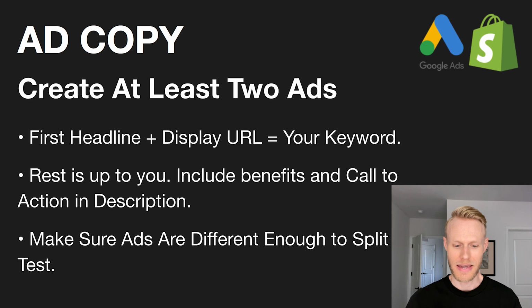And the way I set up my ads is you want your first headline, and you'll see this as we're setting it up. So if you're not sure what I'm talking about, don't worry, because during the live setup, you'll see what I'm talking about. But you want your first headline and display URL to be your exact keyword. So if the keyword I'm setting it for the ad group is vegan protein powder, we want the headline to be exactly vegan protein powder, so we're hyper targeted to the customer that's searching for that. And the rest is up to you. So for the description, I'd include benefits. I'd include a call to action at the end, like shop now or find it here or something like that. And you want to make sure that your ads are different enough to split test.